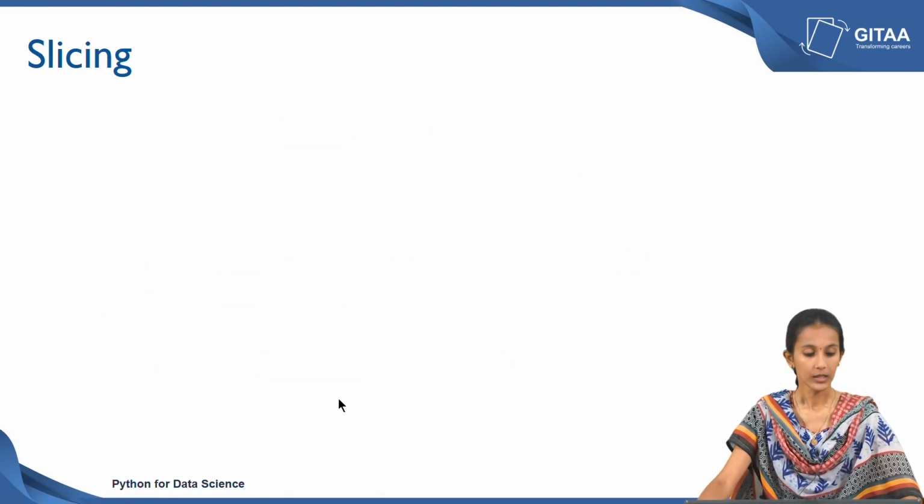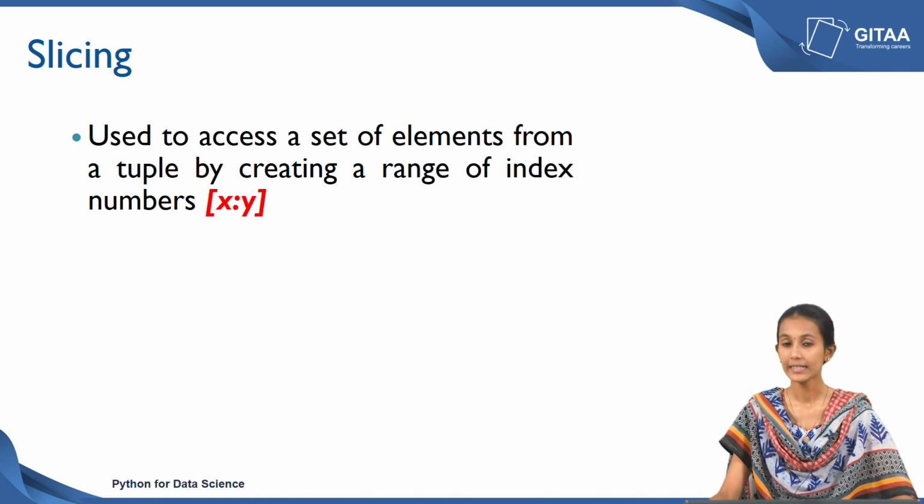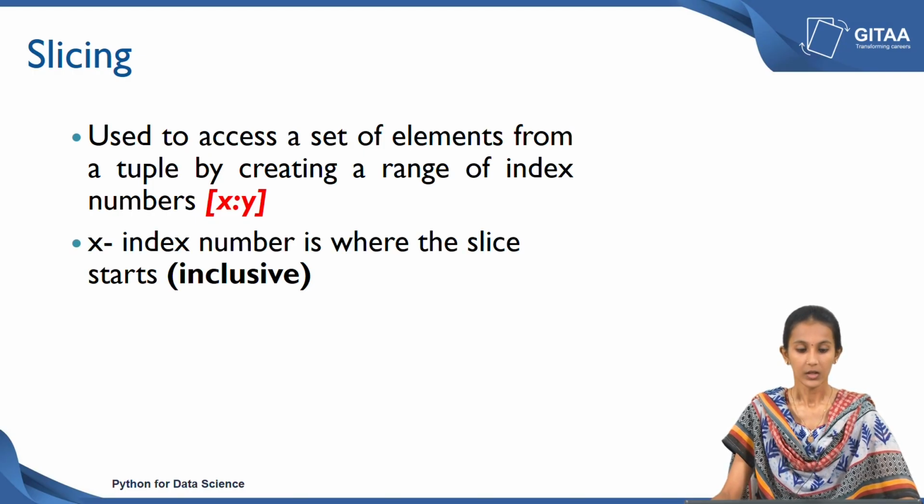Next, look at slicing. Slicing is basically used to access a set of elements. If you want to access multiple elements from the tuple, you will use a range of index numbers, which is x:y. Let us see what x and y are. x is the index number where the slice should start. This is inclusive, so this number will be included in the tuple.